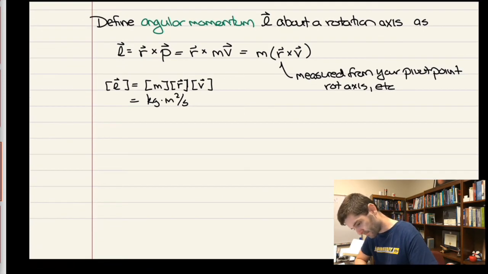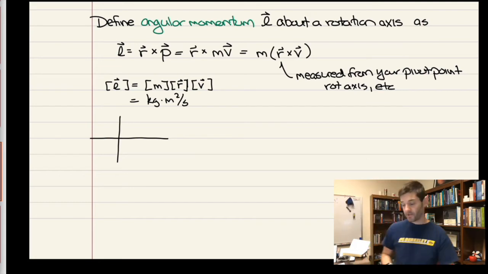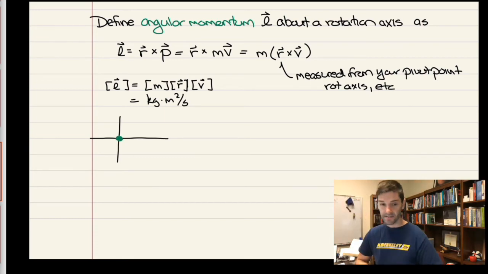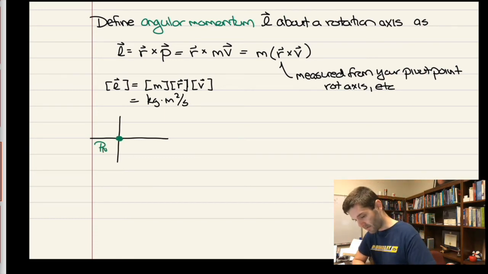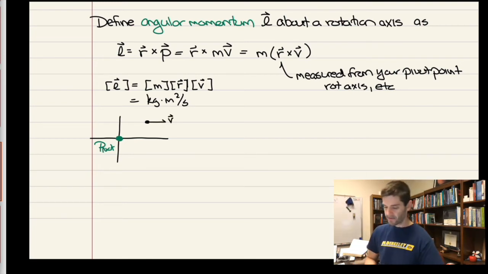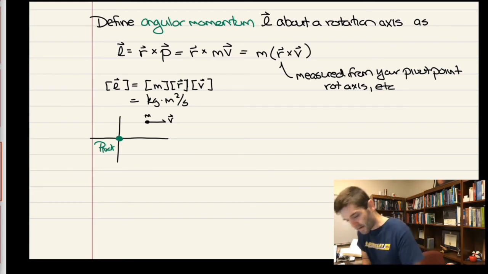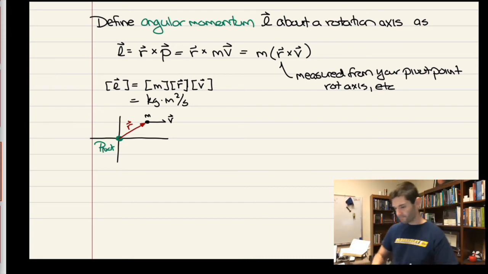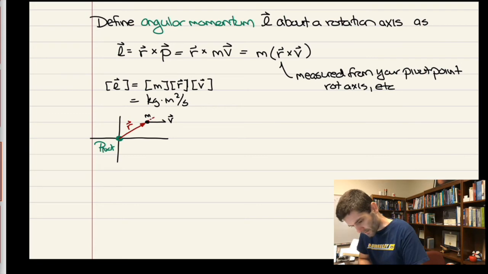So here's an example. Suppose you have some coordinate system where I'm going to define my pivot point, my axis of rotation, just as the origin. And I have some particle out here that is moving with some linear velocity in this direction, and it has some mass. I can draw from my pivot point a vector r that points directly to that particle, and that defines the moment arm. This, of course, keeps going, and I could define some angle between them if I wanted.